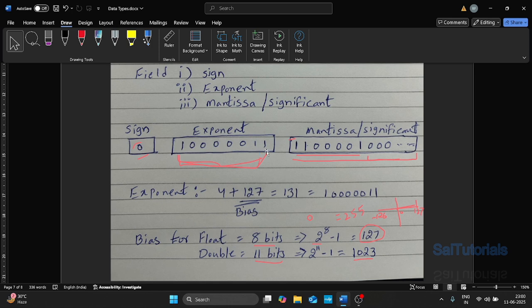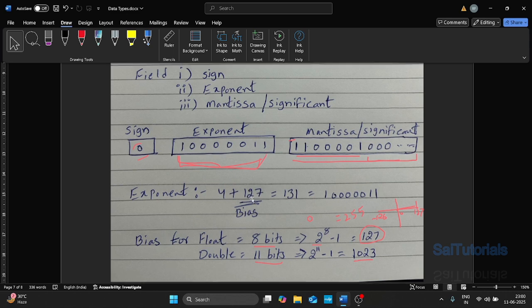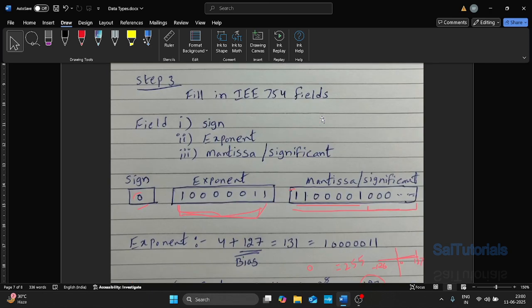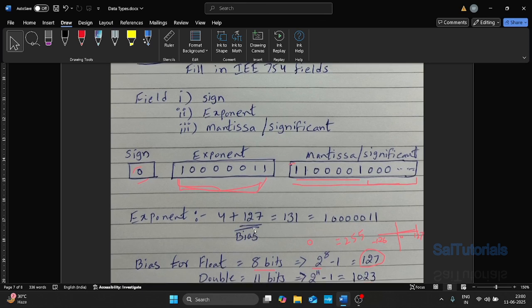Suppose I move the decimal point towards the right side. That time I got minus 4. So that time we need to use 127 minus 4, which gives 123. After converting that 123 into binary, we need to fill the value in the exponent place. That's how the floating values will be stored in the memory architecture.